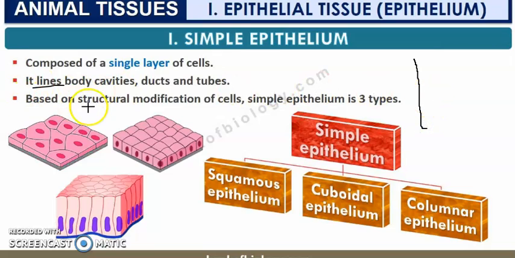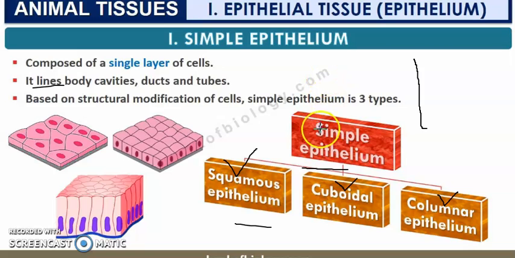Okay. And based on structural modification of cells, simple epithelium is of 3 types. So the first one is squamous epithelium, the second one is cuboidal, and then the columnar, right? So these are the 3 types of simple epithelium: squamous epithelium, cuboidal and columnar.